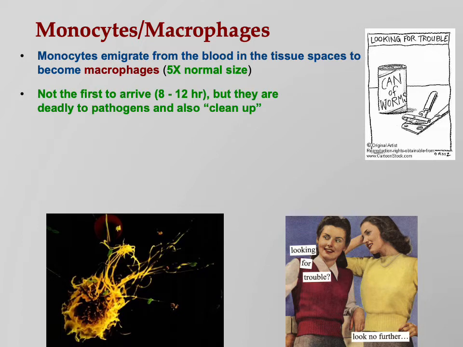They sniff out the bad guys. They're not the first to arrive. Remember who was the first to arrive? Neutrophils, the dumb soldiers with powerful weapons who kill everything. Then, like 8 to 12 hours later, the macrophages arrive, and what they do is they basically clean everything up.